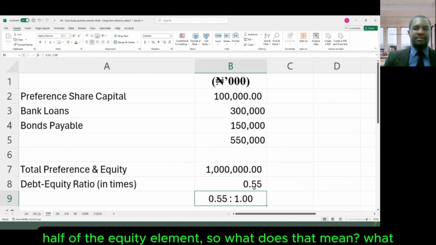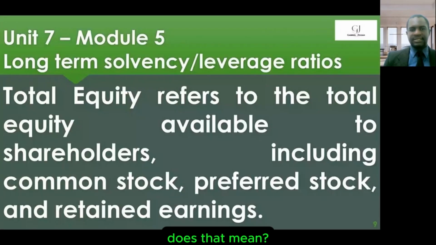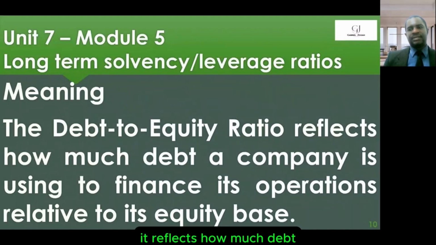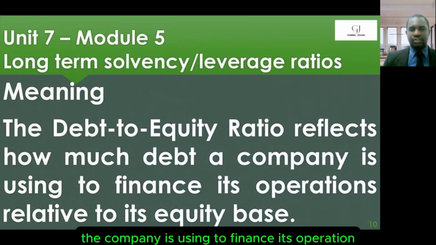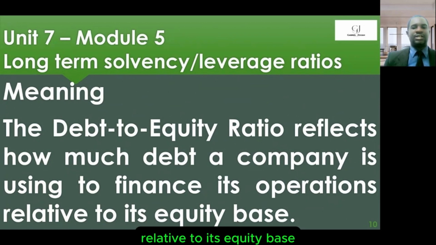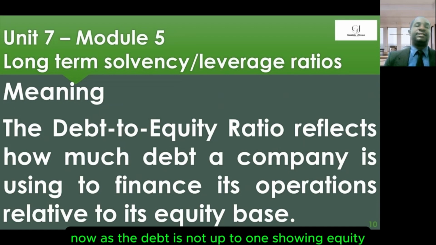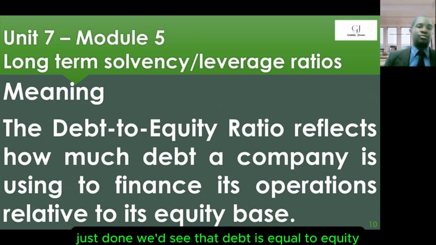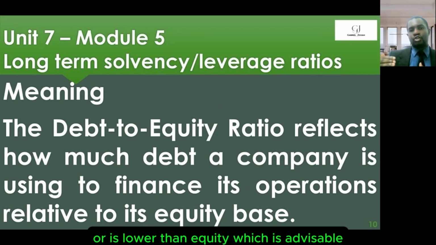So what does that mean? It reflects how much debt a company is using to finance its operation relative to its equity base. So not in percentage terms now. As the debt is not up to 1, showing equity, if it's up to 1 in this calculation we've just done, we see that the debt is equal to equity, or it's lower than equity, which is advisable.